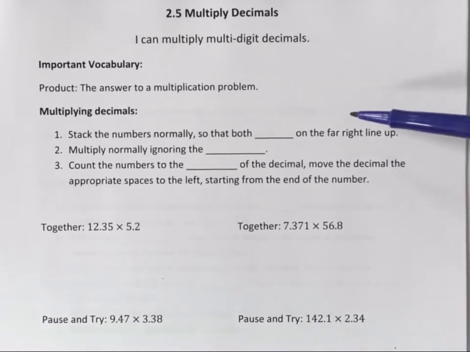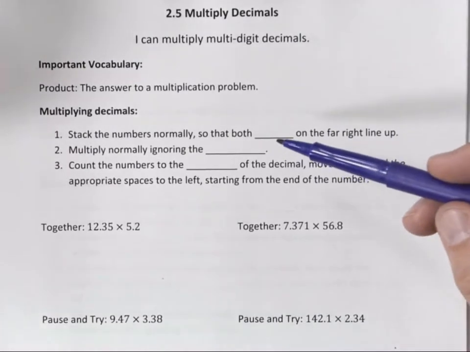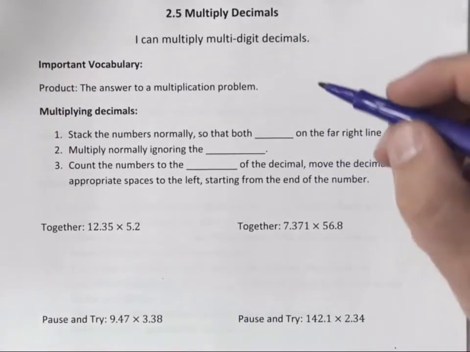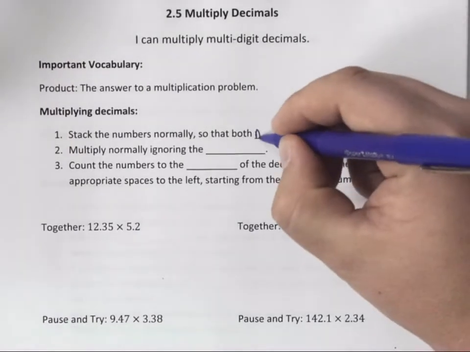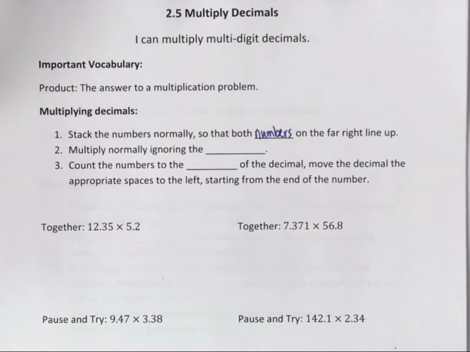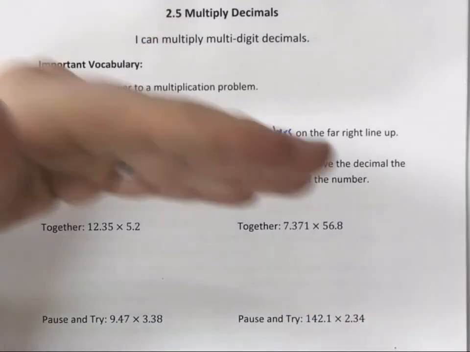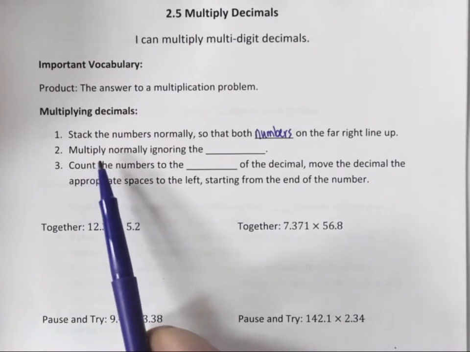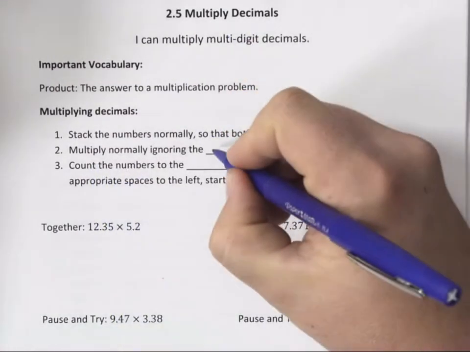Okay, multiplying decimals. When multiplying decimals, first you must stack the numbers normally so that both numbers on the far right line up. Okay? We're going to stack both numbers and scoot them far to the right so that both numbers line up. Okay, number 2, multiply normally, ignoring the decimal.